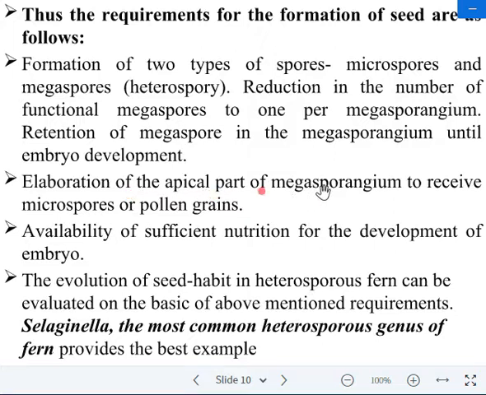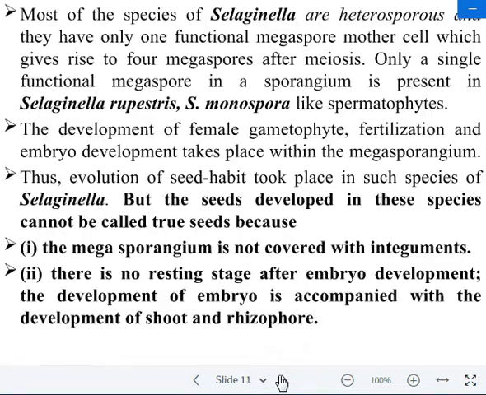Elaboration of the apical part of the megasporangium to receive the microspore or pollen grain. This character is also very similar to the seeded plant. Availability of sufficient nutrition for development of the embryo. The evolution of seed habit in heterosporous fern can be evaluated on the basis of the above mentioned requirements. Selaginella, the most common heterosporous genus of the fern, provides the best example. I have discussed it already with you.